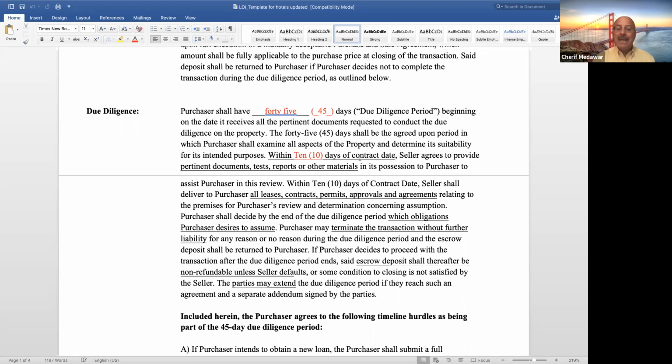Within 10 days of contract date, seller agrees to provide pertinent documents, tests, reports, and other materials in its possession to purchaser to assist purchaser in this review. In other words, we're telling them the due diligence is going to start in 45 days. So we're going to need 10 days from today just to get us all the info. If they get it to us right away, good. It triggers the due diligence period right away.